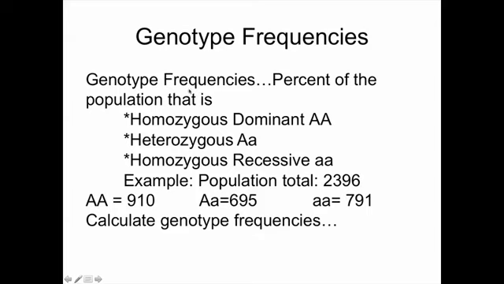Then you have genotype frequencies. Now these are super, super important to get, especially when you're talking about Hardy-Weinberg. The genotype frequencies tell us the percent out of a whole population. If you gathered all the individuals of a population, what percent of all those individuals is homozygous dominant? What percent of all those individuals is heterozygous? And what percent is homozygous recessive? That's the genotype frequency. It's telling us how many of all the people are each of these types of genotypes for a given gene.